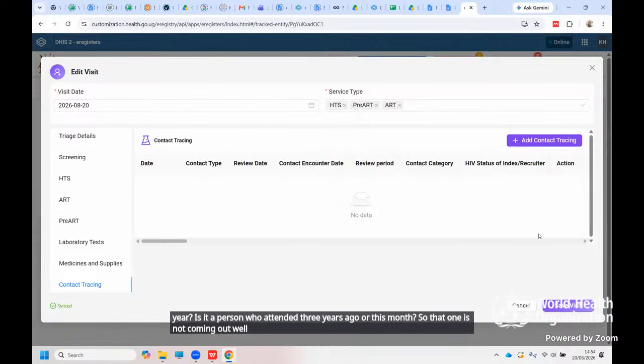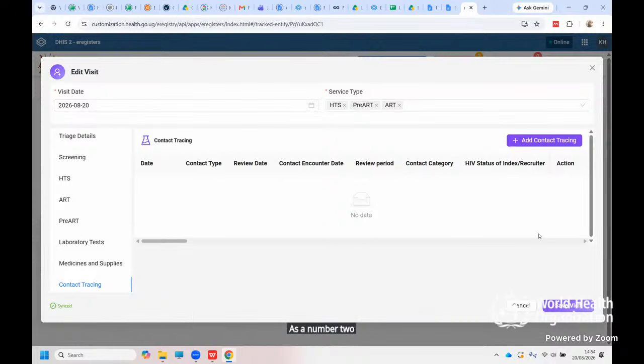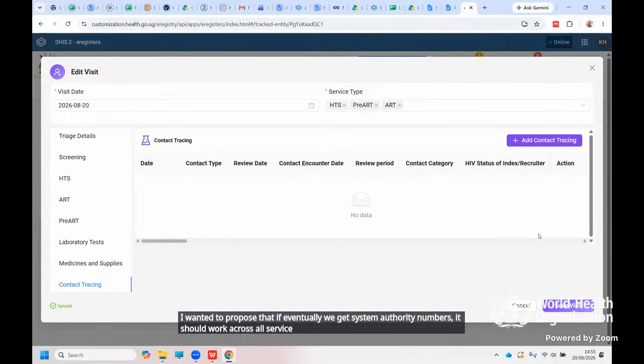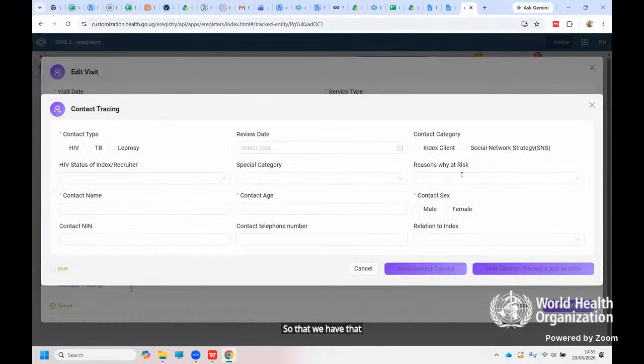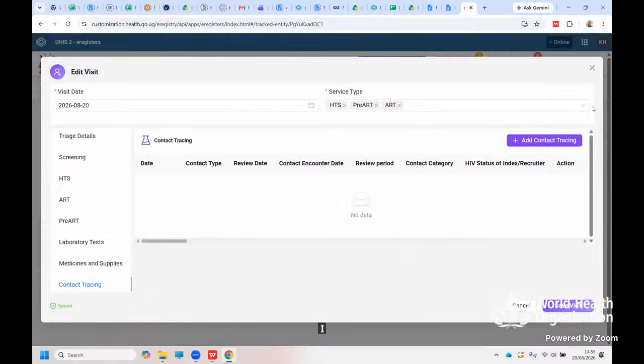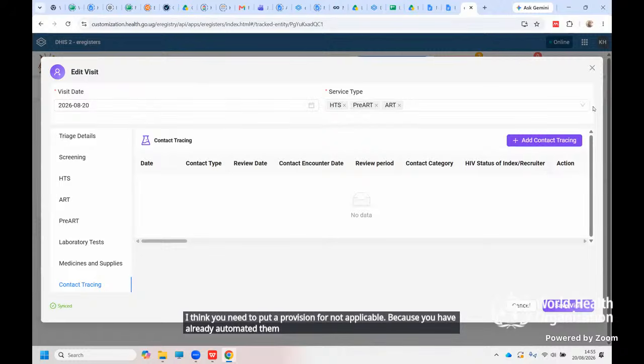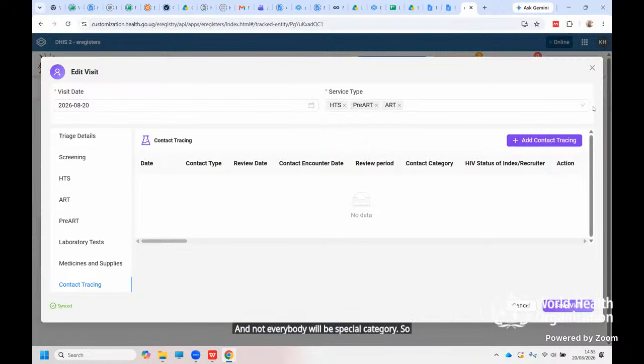I have also noted as number 2 that there's a struggle of assigning numbers. I wanted to propose that if eventually we get system auto-generated numbers, it should work across all service areas, so that you don't have a number for OPD, a number for laboratory, a number for MCH, and so on. On HTS special category, I think you need to put a provision for not applicable, because you have already automated them, and not everybody will be special category. So we don't have to leave it blank.